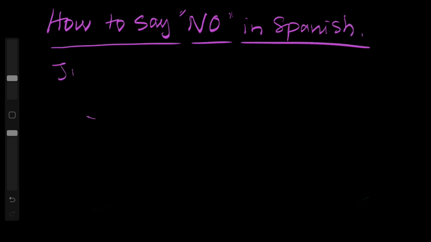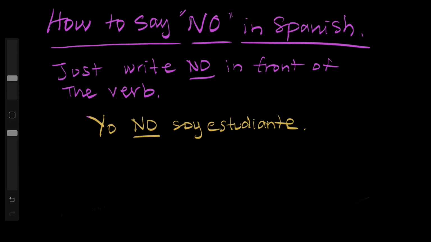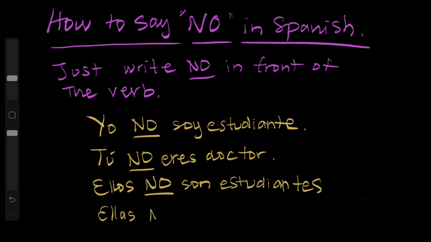Negating in Spanish is very easy. You just have to write no in front of the conjugated verb. For example, if you are not a student, you will just say, yo no soy estudiante. Tú no eres doctor. Ellas no son estudiantes. Ellas no son doctoras. Okay, so remember this little tip when you just want to negate something or negate an action, you have to put no in front of the verb to negate the action.